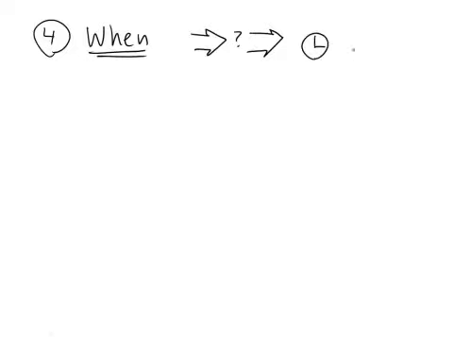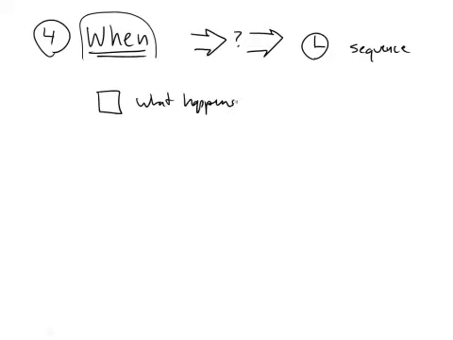The fourth type of essential question are questions of when. When does one thing happen in relation to another thing in terms of time and sequence? The questions that are when sorts of problems say, well, what happens first and second and third? What is the sequence in which these things take place?